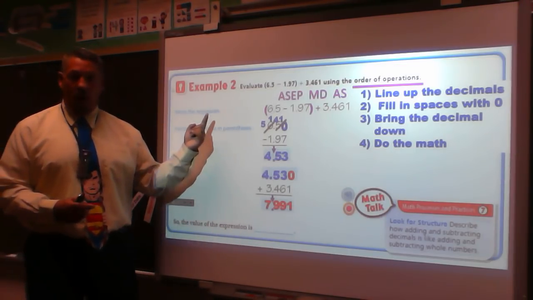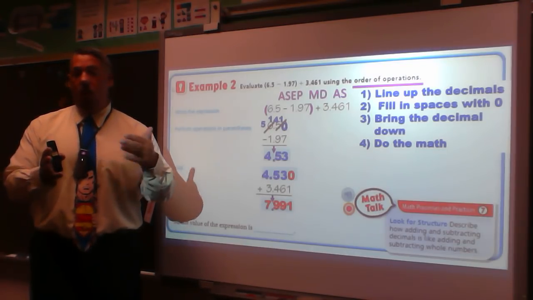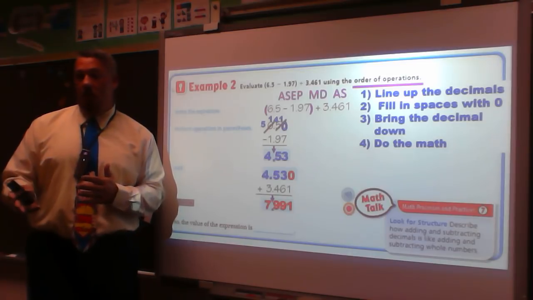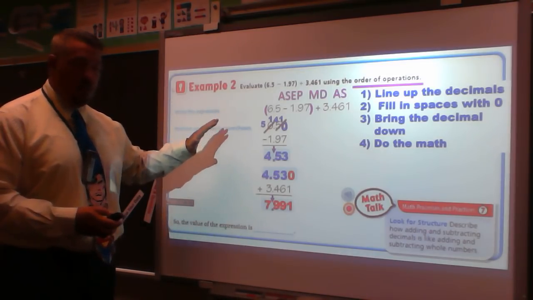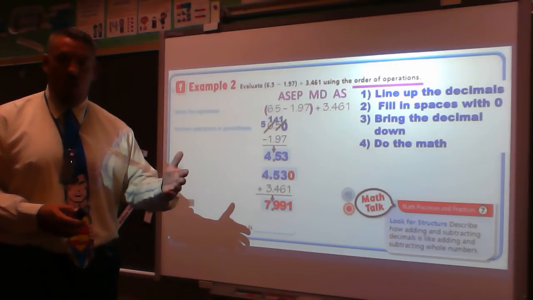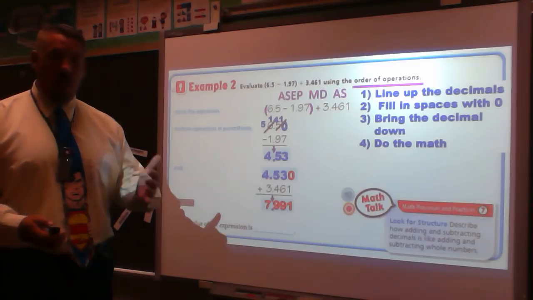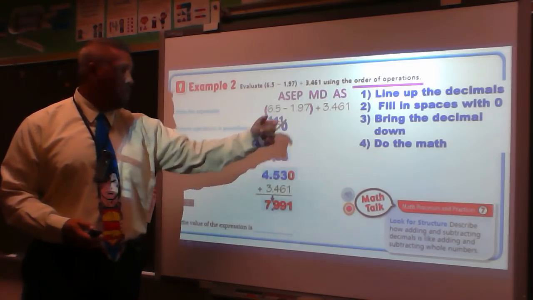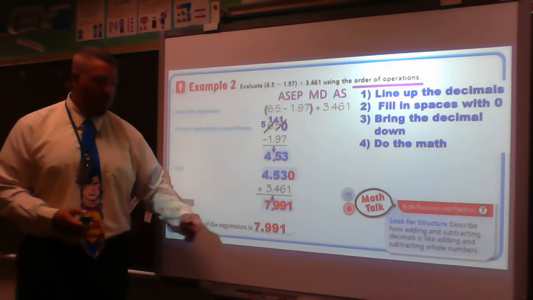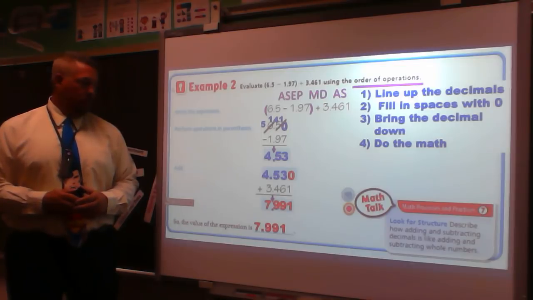If it was an equation, it would have an equal sign, or it could even show an equal sign with an answer, and you have to solve for a missing number. So the idea of expression just means it doesn't have an equal sign or an answer, and an equation has an equal sign and might also have an answer. This expression is this math problem, and the answer is, once again, 7 and 991 thousandths.